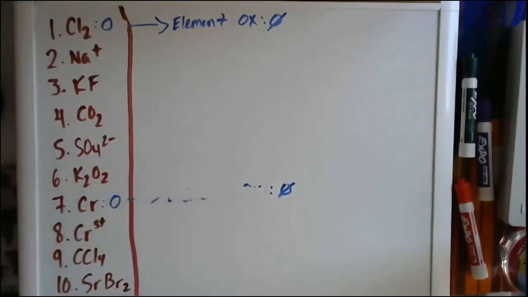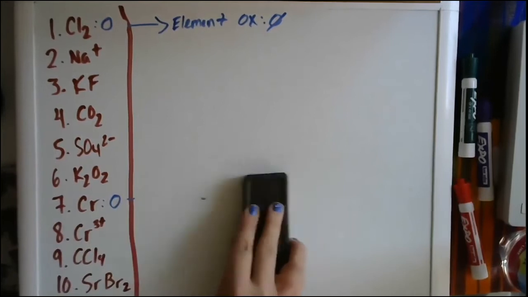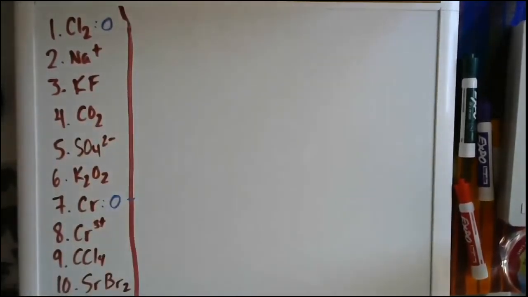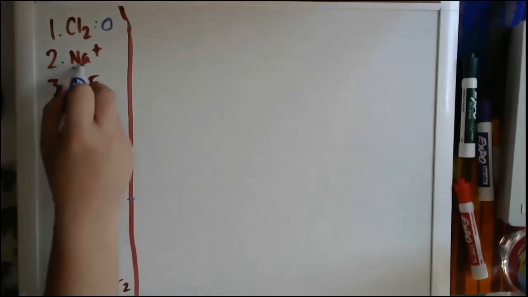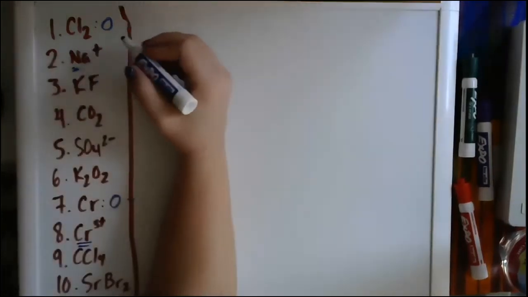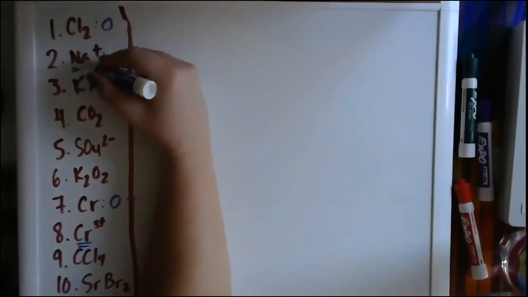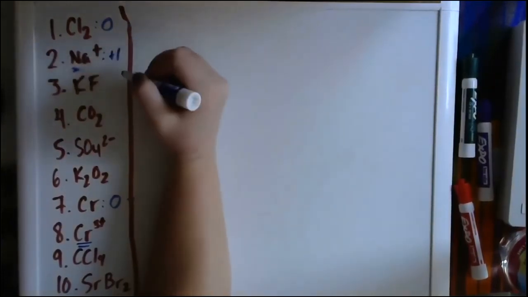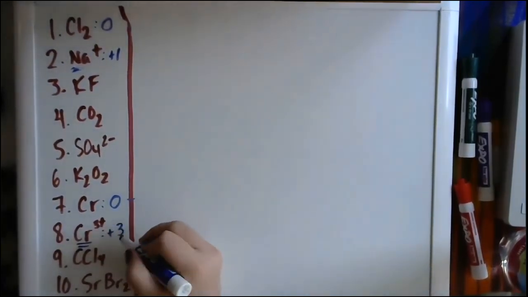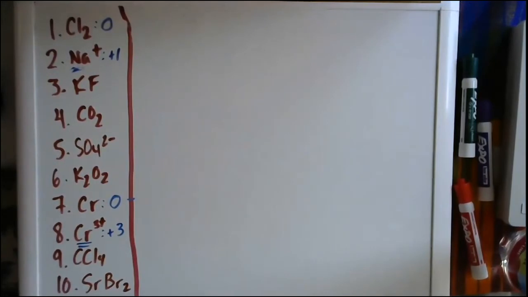You have some other giveaways on here. Rule number 2 was anything that is a monoatomic ion is going to have the same oxidation state as the charge on it. So I've got 2 monoatomic ions here: Na+ and Cr3+. That means that the oxidation state of the sodium ion here is +1, and the oxidation state of the chromium ion here is +3.